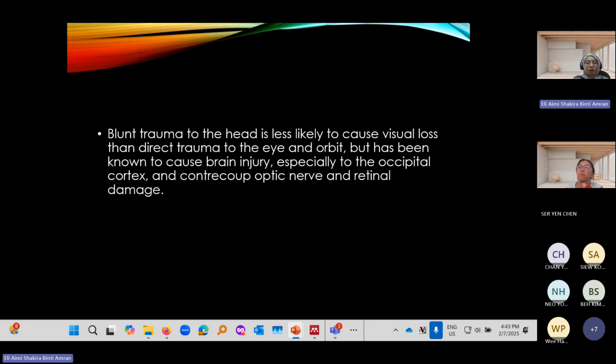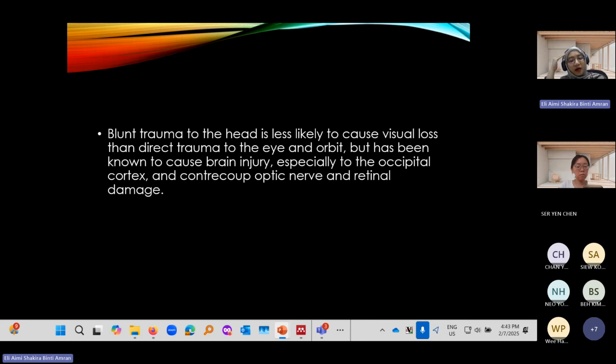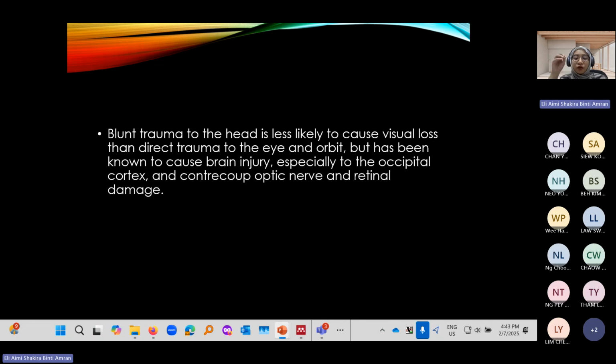Okay, blunt trauma to the head is less likely to cause visual loss. If there's any trauma on the head, it's very unlikely for the patient to have visual loss. Compared to that, direct trauma to the eye and orbit will likely cause visual loss, and has been known to cause brain injury, especially to the occipital cortex.